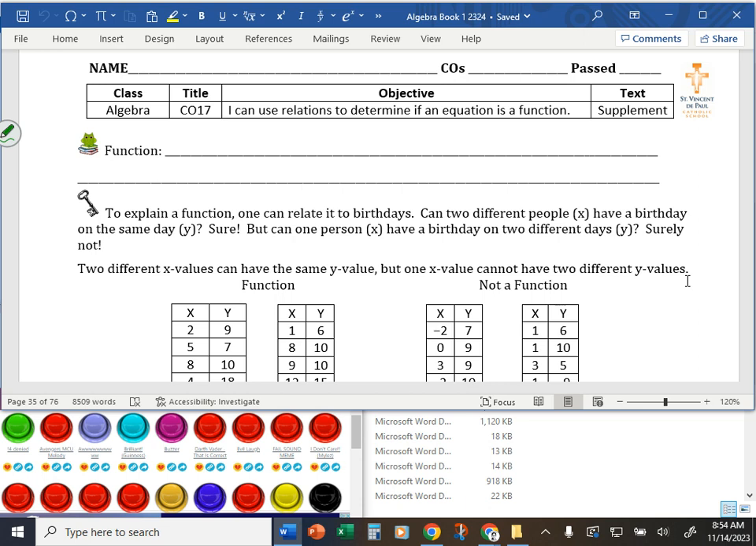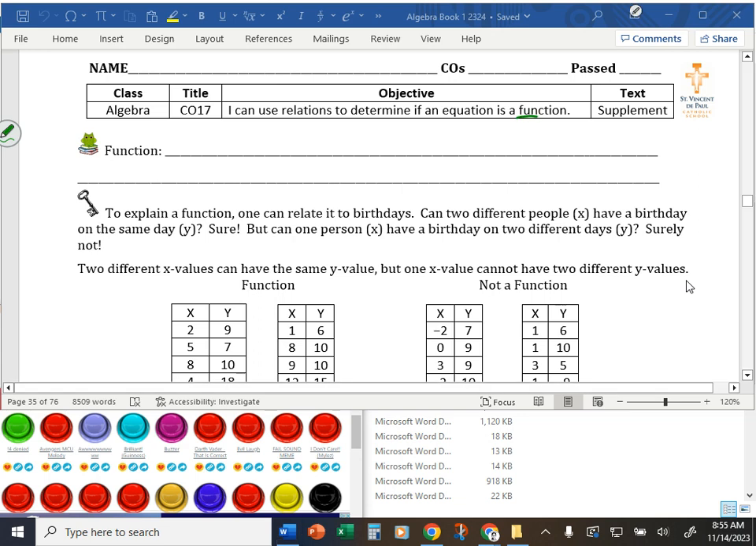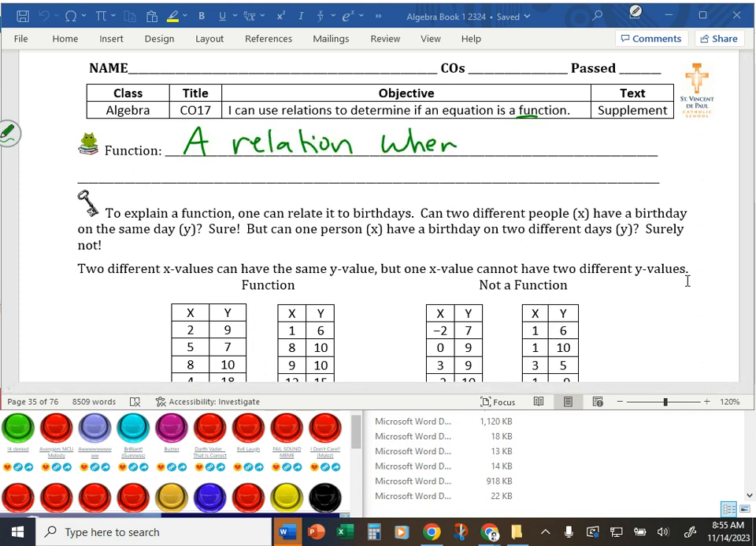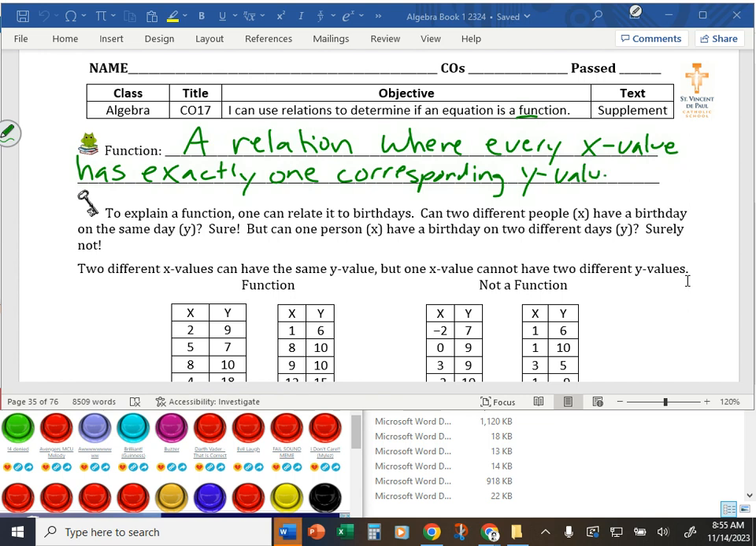Do we remember functions from pre-algebra? Anything coming to mind from that? You can't spell function without fun, so we know we're in for a good time today. The definition of a function is a relation where every x value has exactly one corresponding y value.